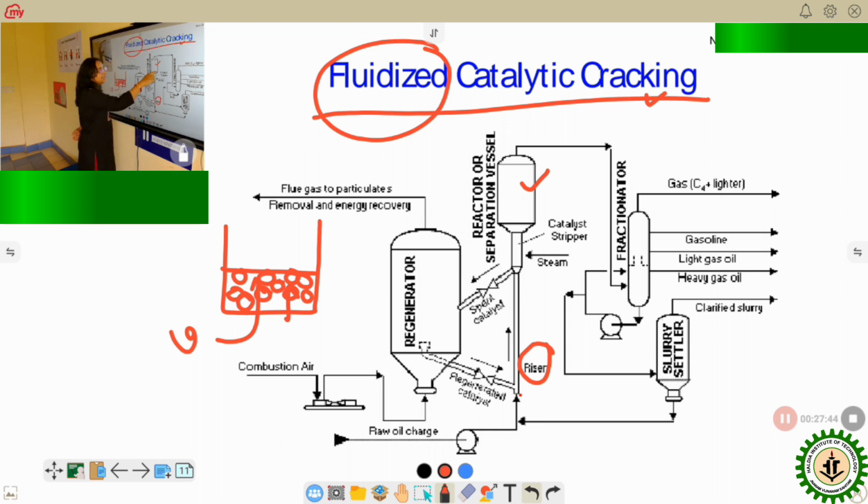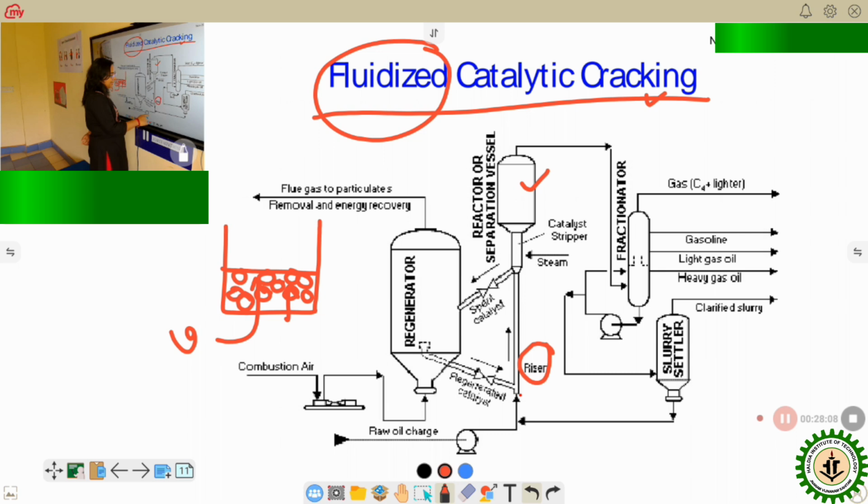And in the reactor, what happens there? Mainly the separation of the catalyst from the product takes place. So we need to understand that there is a misnomer here. In the reactor, no reaction will take place, only the separation of the catalyst from the product, but the main reaction will take place within this riser column.